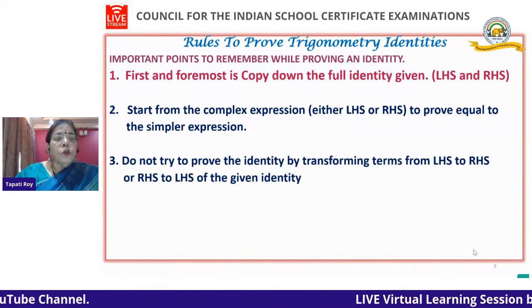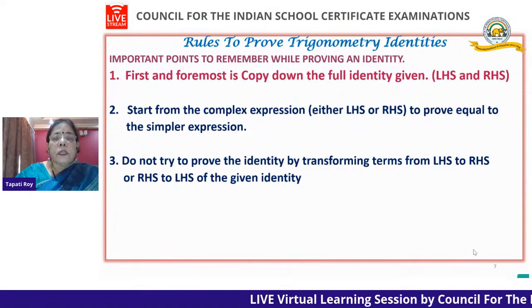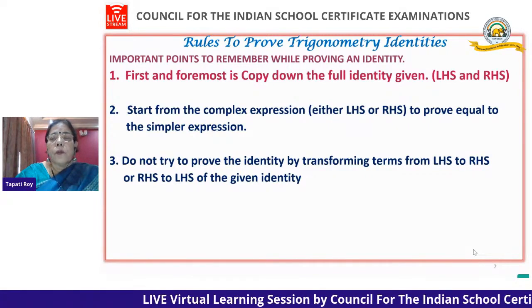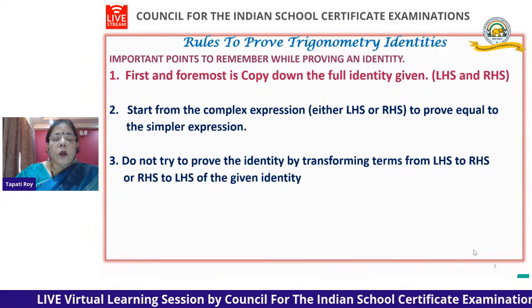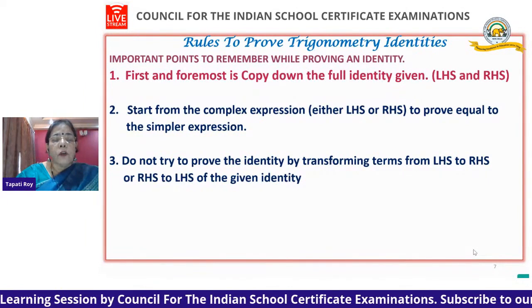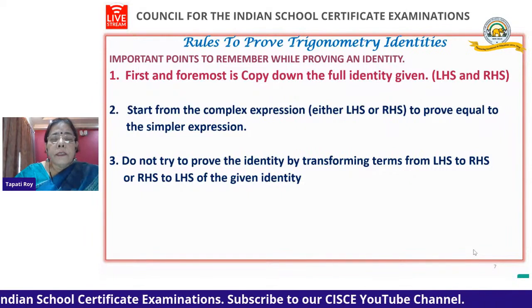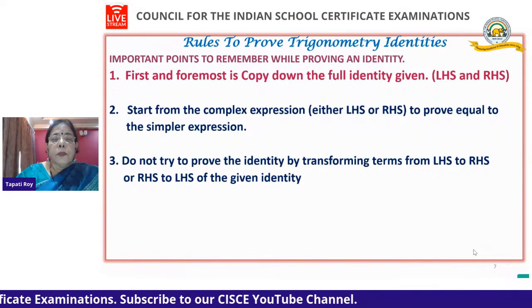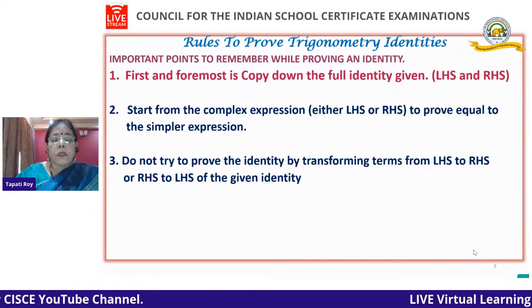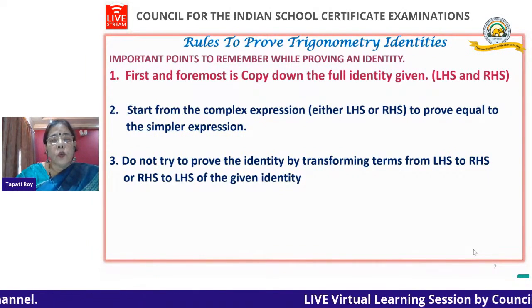Number 3, do not try to prove the identity by transforming terms from the left hand side to the right hand side or the right hand side to the left hand side of the given identity. Do not change the identity. Keep it as it is given. They've said prove this is equal to this. So you start from one side and go to the other side.